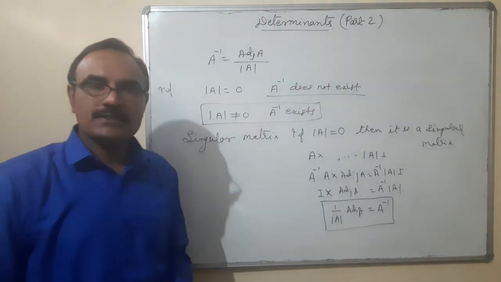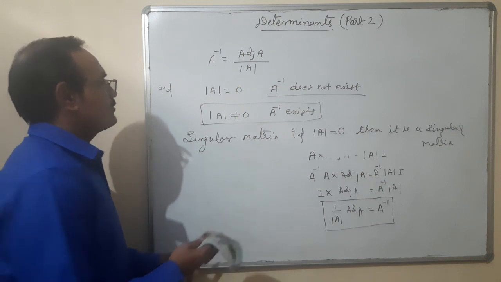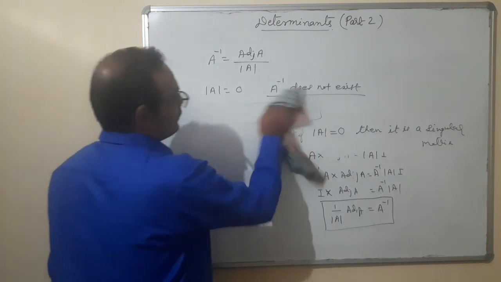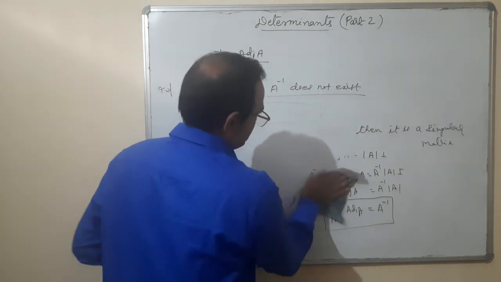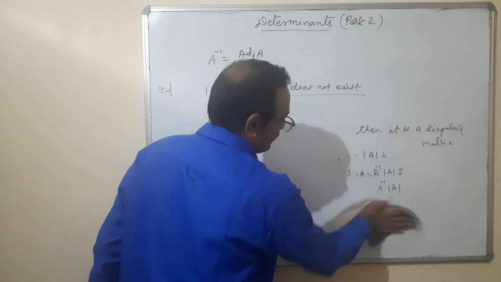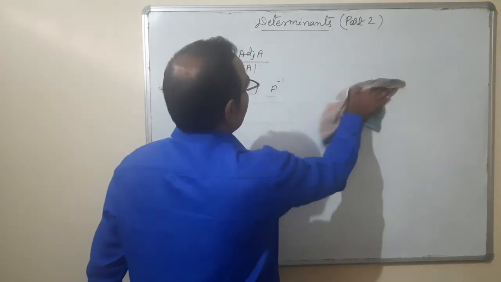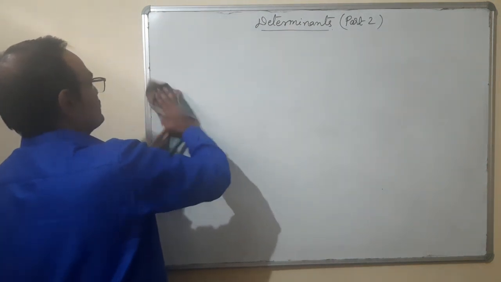And otherwise it is non-singular. Right. So this is the definition of singular matrix. So before finding the inverse of any matrix, first of all we have to find the determinant value of the matrix. If it is singular, then inverse is not possible. Otherwise inverse is possible for 2 cross 2 or for 3 cross 3 matrices.